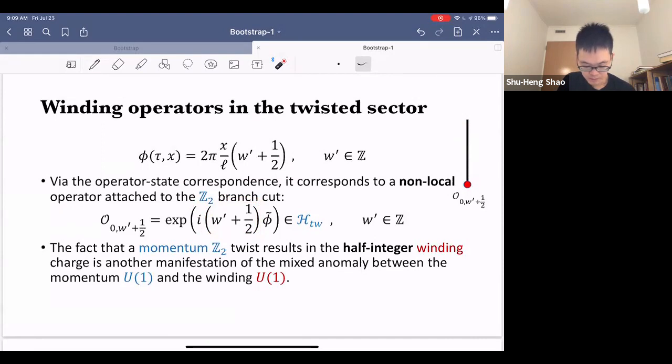So let's recap. The fact that the momentum Z2 twist results in a half integral winding charge is another manifestation of the mixed anomaly between the two U1. So what it does is you use the momentum Z2 to twist, and that makes the winding half integral. Vice versa, if you do a winding Z2 twist, you will make the momentum charge half integral.